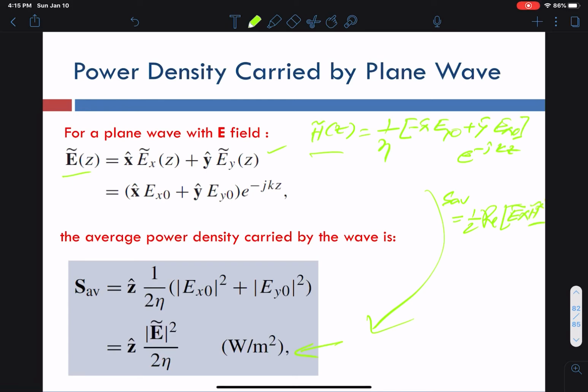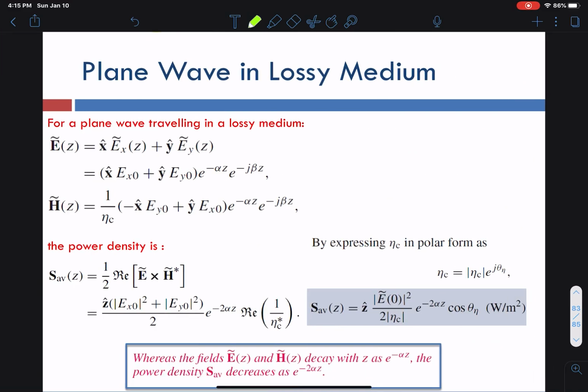This is for the lossless media. If your power is going through lossless media, this is the power density for that lossless media, which is watt per meter square. Right? If you go into the lossy media, you have the same equation over here. In lossy media, alpha is not 0 anymore, so alpha becomes a part of it, right? Then your average power going through a unit area becomes this equation over here.